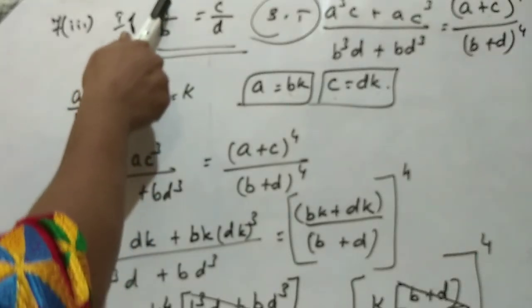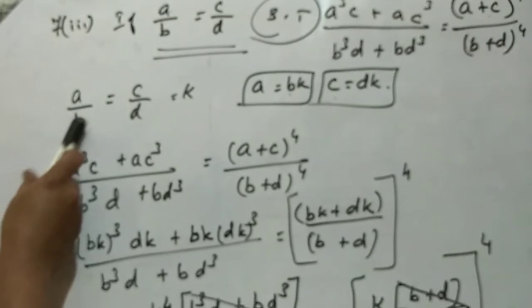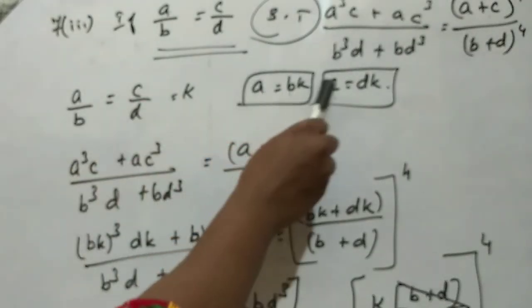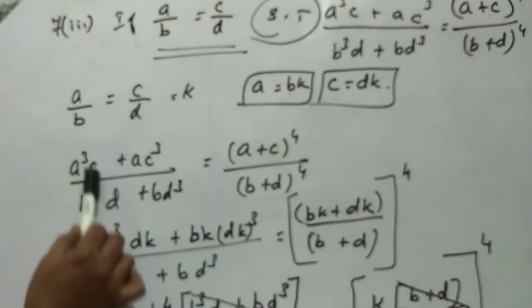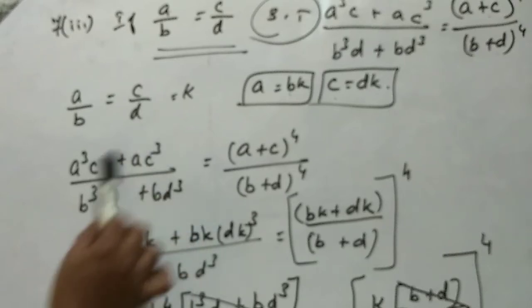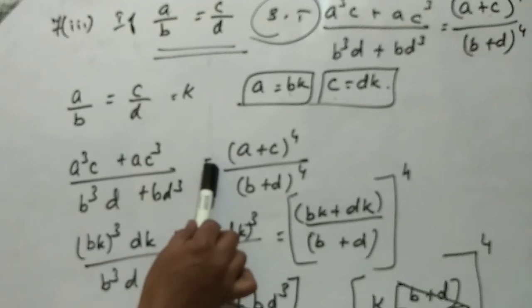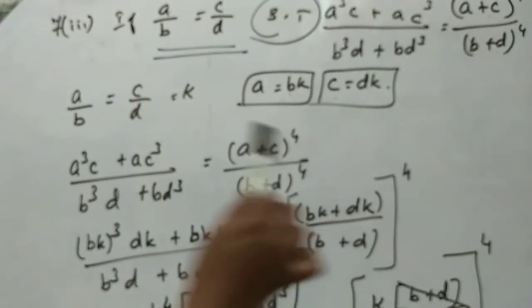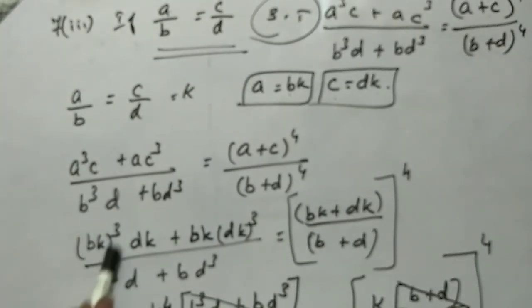So, given a upon b is equal to c upon d. Then a upon b is equal to c upon d is equal to k. a is equal to bk and c is equal to dk. Now, show that (a cube c plus a c cube) upon (b cube d plus b d cube) is equal to (a plus c) power 4 upon (b plus d) power 4. So, in the place of a, you have to write bk. In the place of c, we have to write dk.